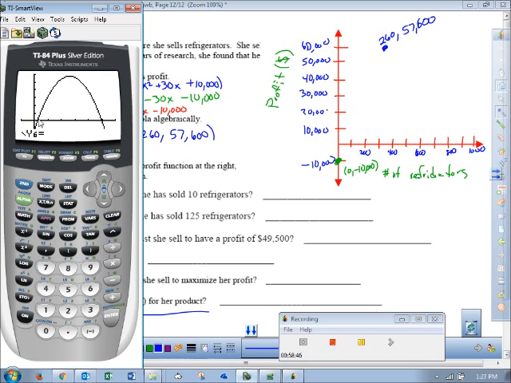She started at negative 10,000. Won't she break even right here? Right? Then you keep selling fridges, keep selling fridges, keep selling fridges. The fridges start to go out of style. It's like, oh, I don't like that refrigerator anymore. If she kept selling the fridges, and sold this many fridges, wouldn't she have $0 again? So find those two places.